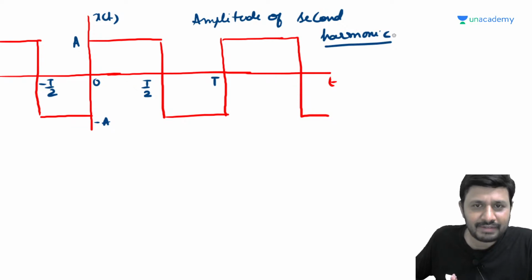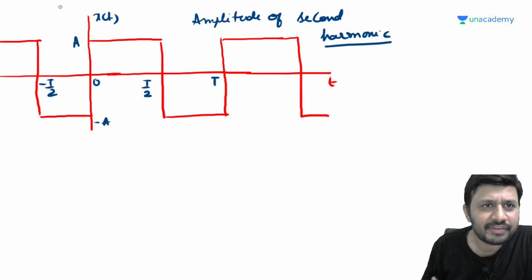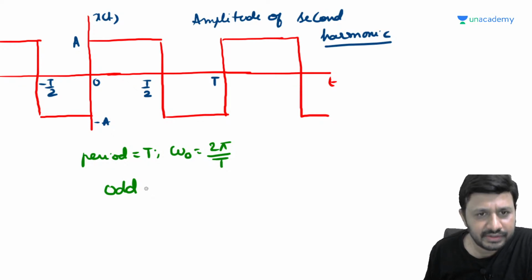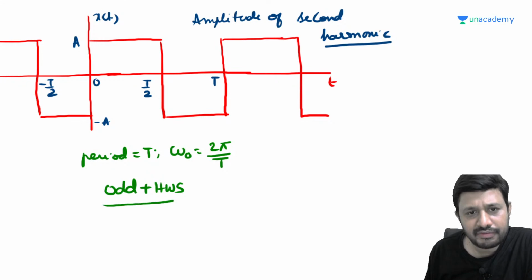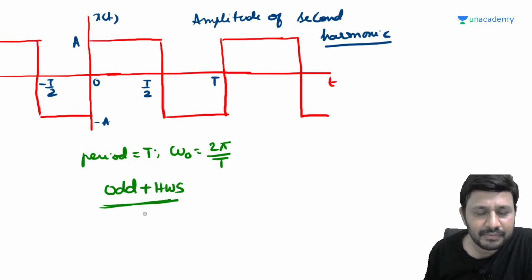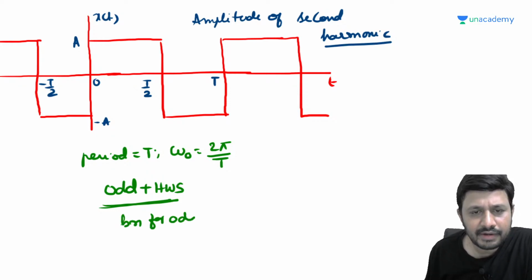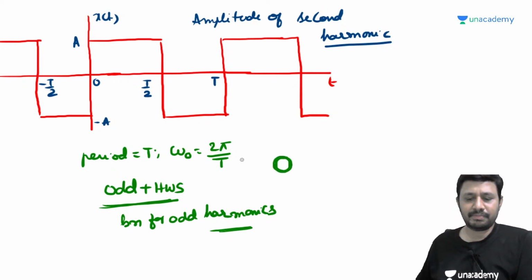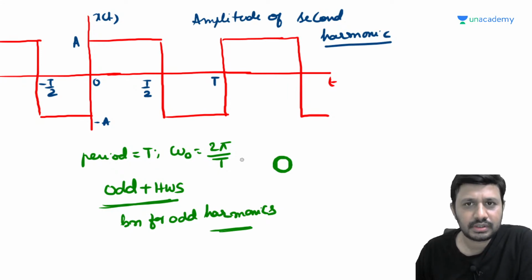Now our play will start. Amplitude of second harmonic means, first of all, analyze: this is a periodic signal. What is the period? The shape at 0 is repeating at T, so the period is T. Omega naught will be 2 pi by T. Next, symmetry: even signal, odd signal. It is an odd signal. Whether it is half wave symmetric or not, yes, it is half wave symmetric also. Odd and half wave means in the resulting Fourier expansion we must have bn for odd harmonics. Odd means bn. Half wave symmetry means odd harmonics. So odd harmonics only, and what is being asked is the second harmonic, which won't be there. Answer is 0. Very simple.